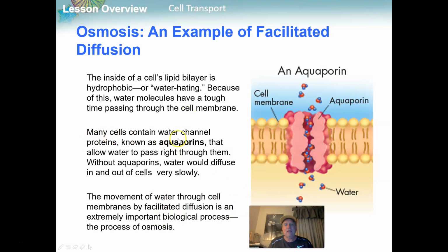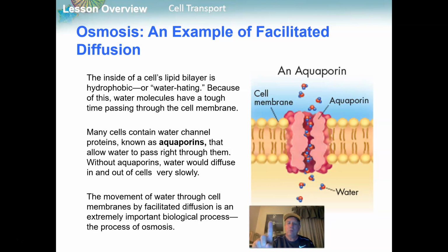Many cells contain water channel proteins, which you see here, known as aquaporins, that allow water to pass right through them. Without aquaporins, water would diffuse in and out of the cell very slowly. The movement of water through cell membranes by facilitated diffusion is an extremely important biological process known as osmosis.